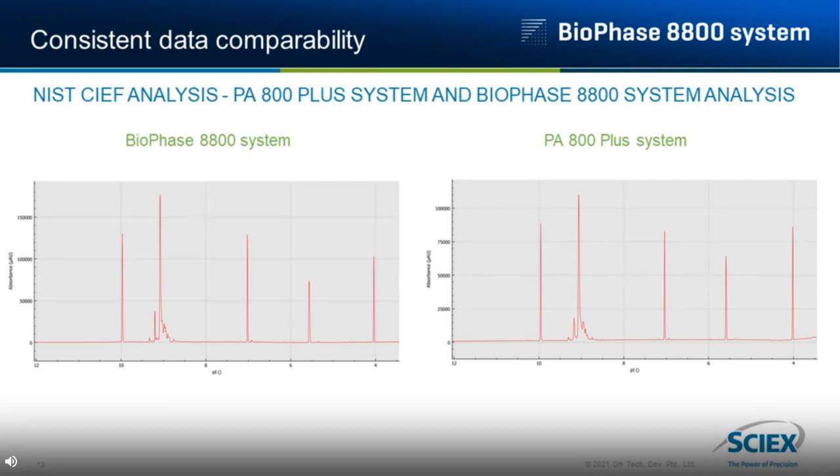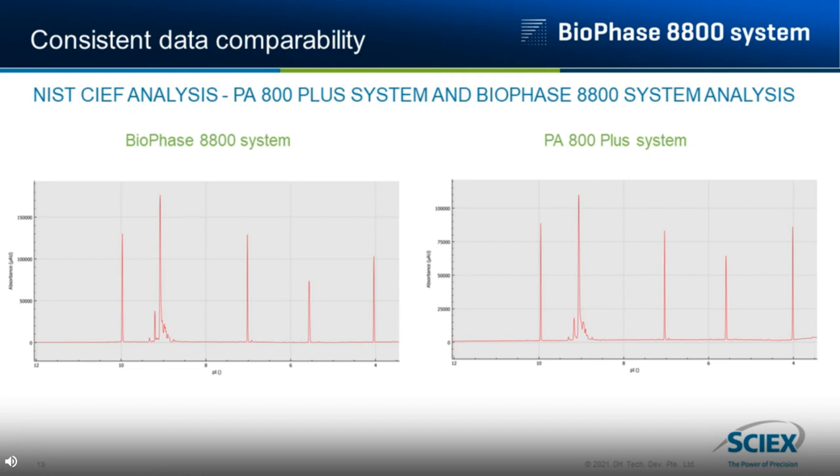And also, we prepared the sample by spiking in 4 different pI markers to determine the pI value of the sample. And during the data processing, all 4 pI markers were included to generate a linear calibration curve for the determination of the main peak pI values.